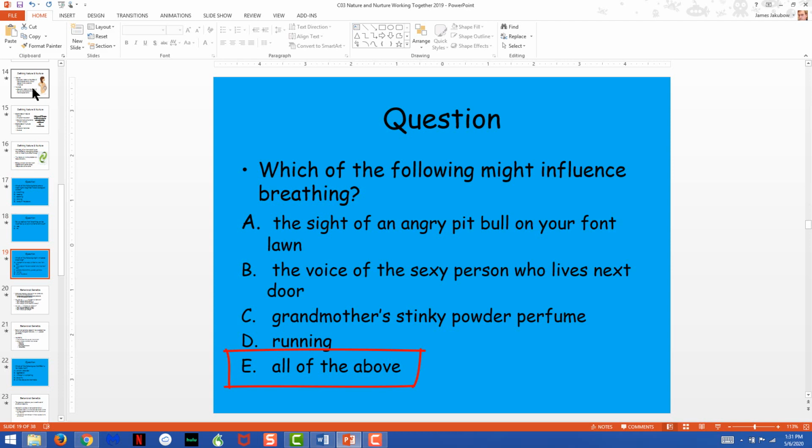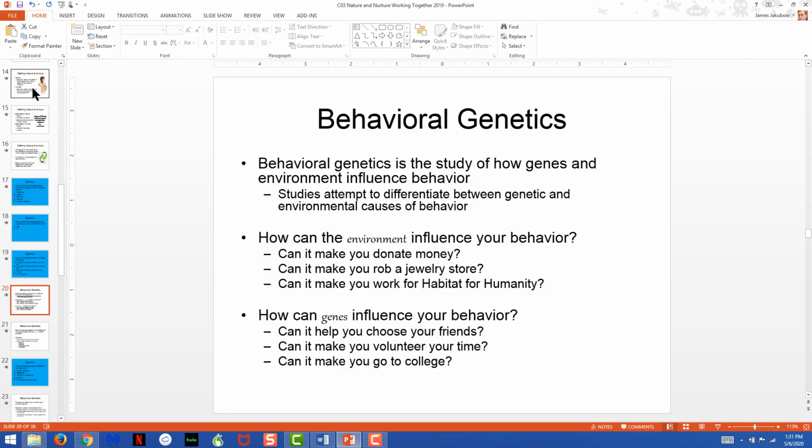And breathing is a fairly simple concept to grasp, how it could be modified by the environment. We're going to start taking a look at more complicated versions in a few slides. But one of the basic questions that we have to manage at this time is to understand how the environment can modify your genes and how your genes can modify your experience of the environment.